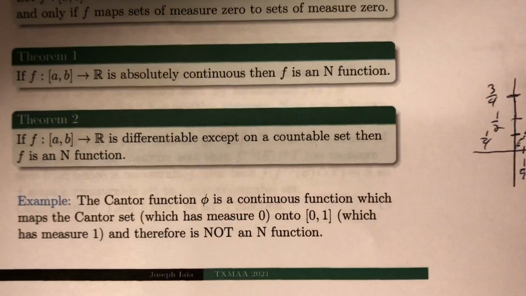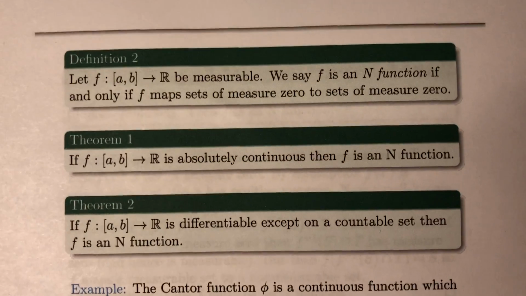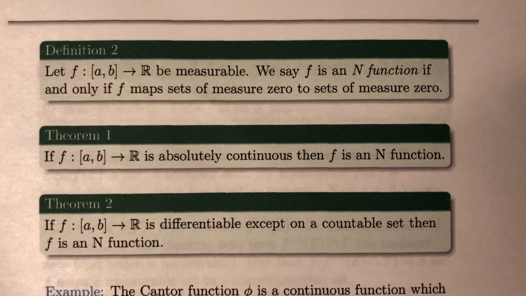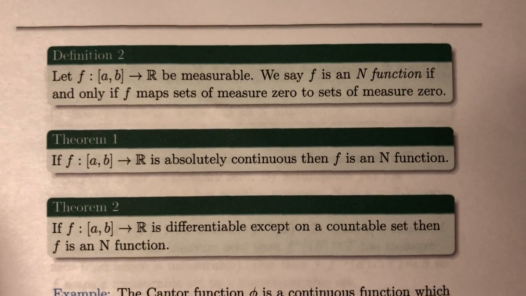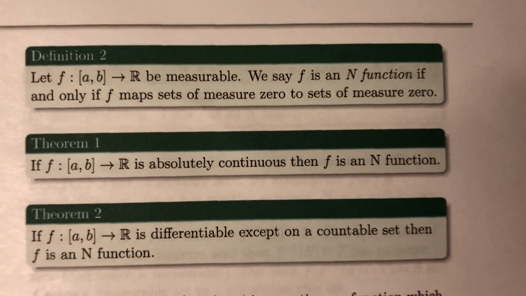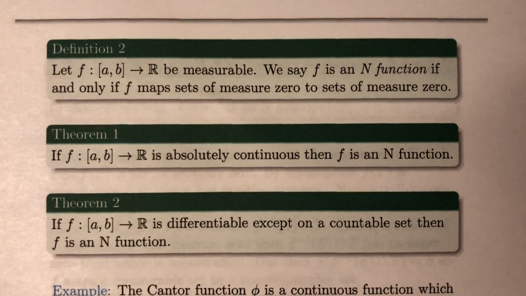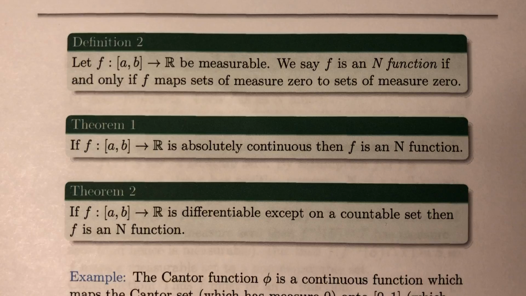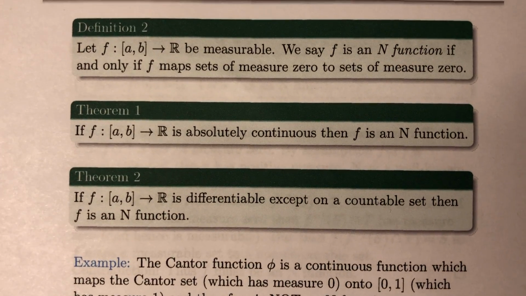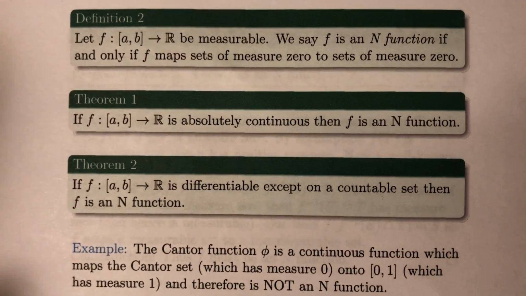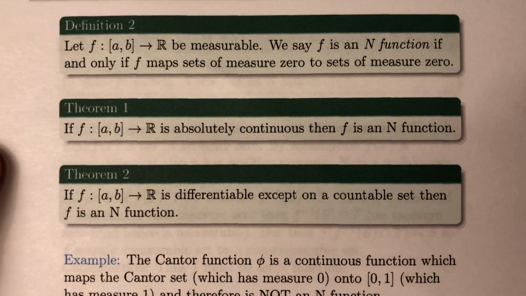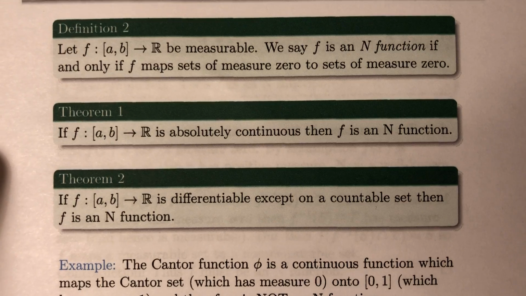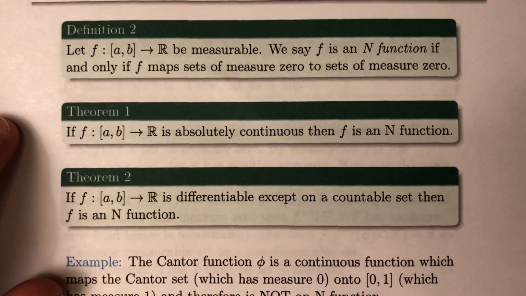Okay, so what is an n function? Well, an n function is a function that maps sets of measure 0 to sets of measure 0. In other words, they take small sets to small sets. Now, that happens sometimes, but not all the time. The probably most well-known example is an absolutely continuous function. This turns out to be an n function.